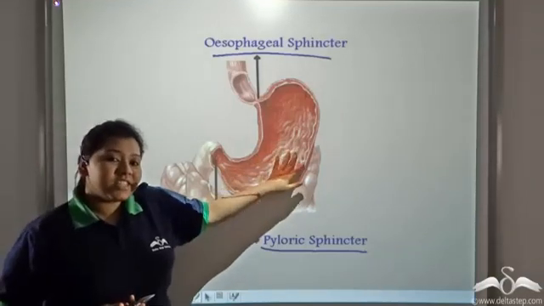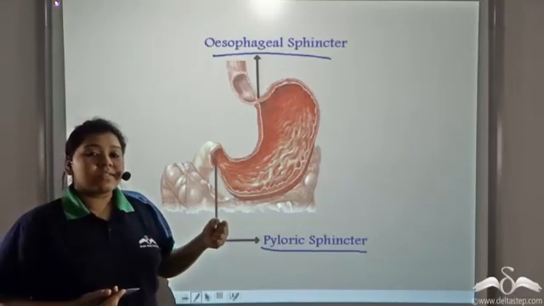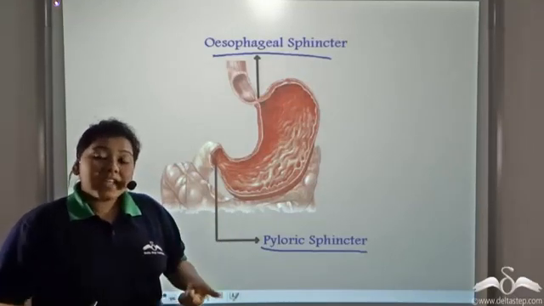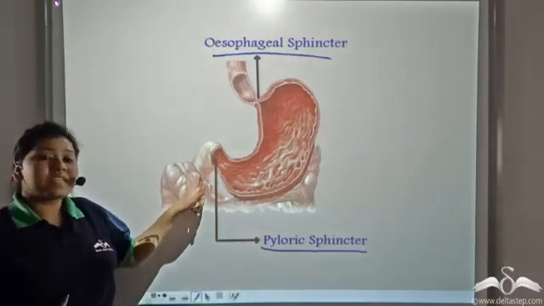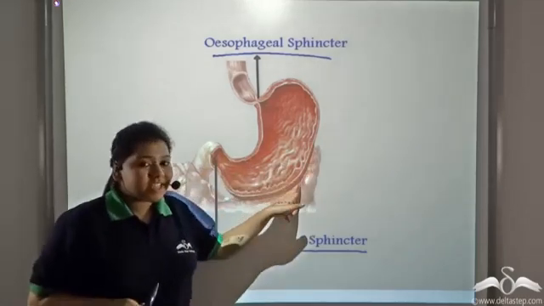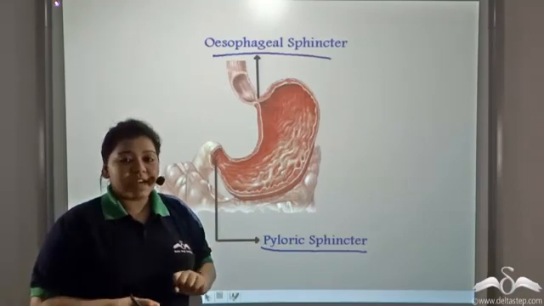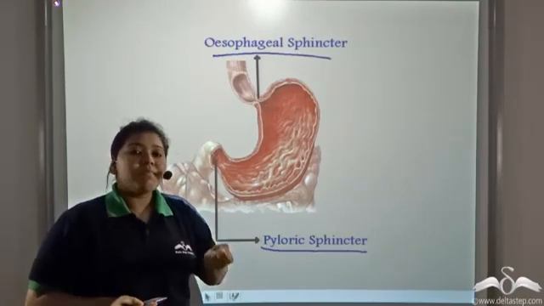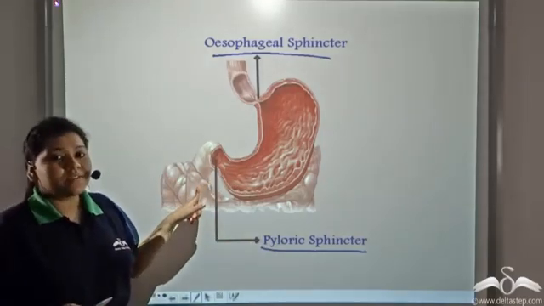Now, during digestion, this pyloric sphincter remains closed, and large food particles cannot pass out easily through it. But after the digestion takes place, food particles are further broken down, so those smaller particles can easily pass through the pyloric sphincter.